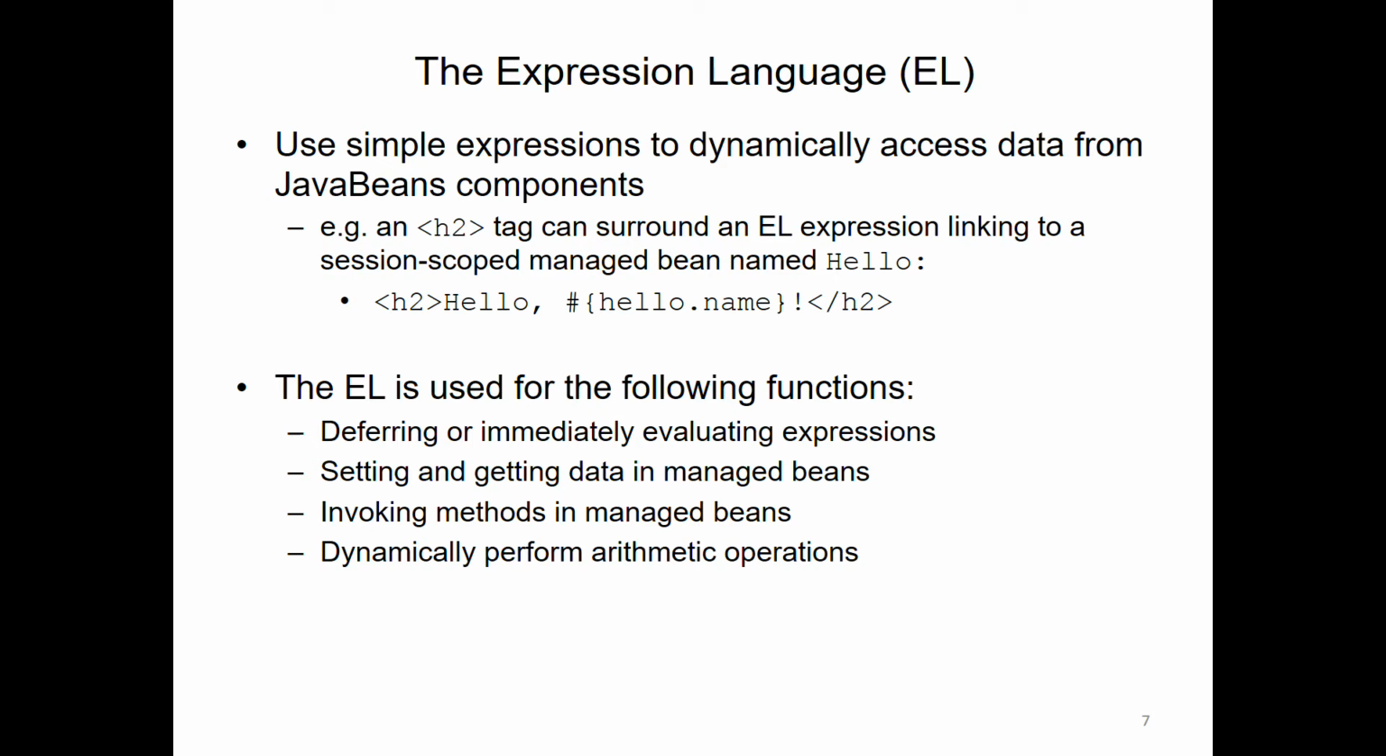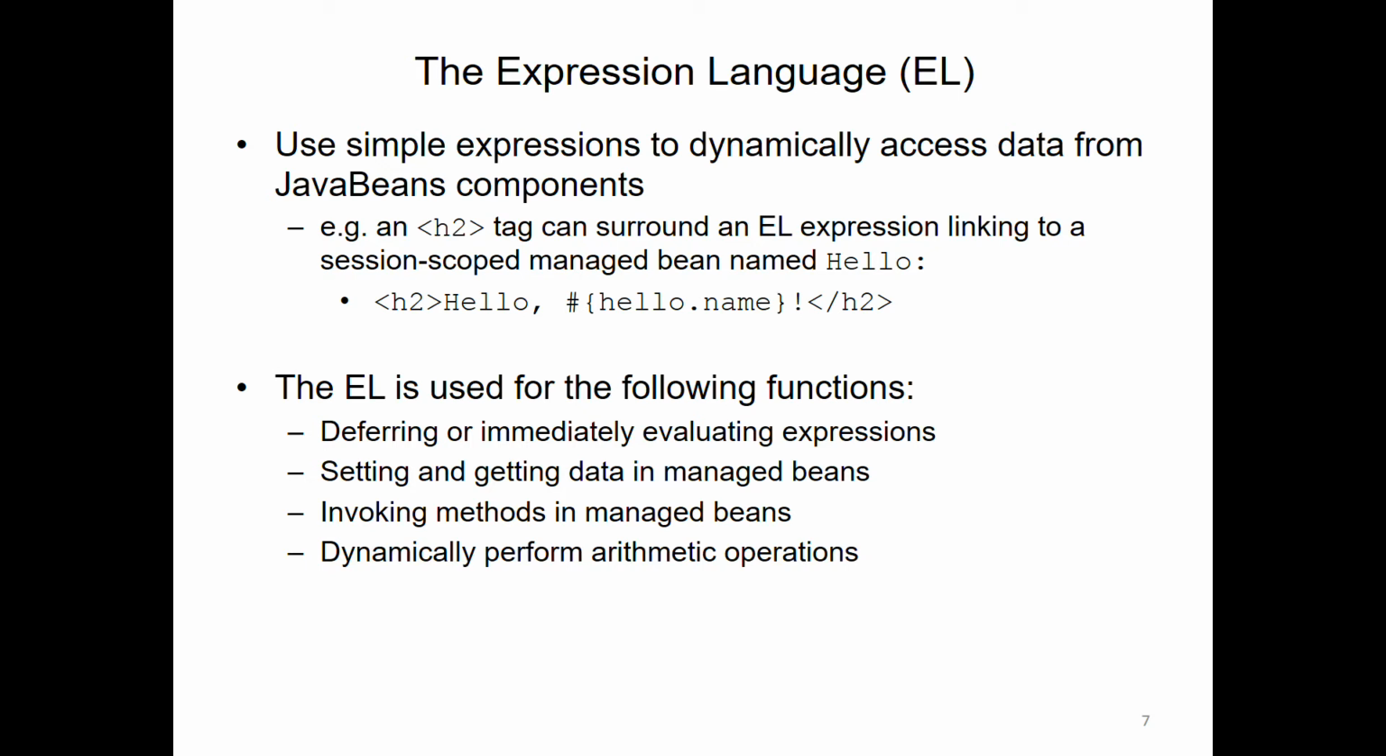For example, we could have an H2 tag with some fixed text, "Hello, comma, space," and then we want some dynamically generated data that we want to pull out of a property in a bean. And so we can use the expression language here: the hash, open brace, and then the name of the bean, dot, the name of the property, close brace. In the example last week, we showed that as an output text component in the XHTML file. And that probably is a better way of doing it because the output text element will then be rendered by the web browser or the mobile device in a way that is specific and appropriate for that display mechanism.